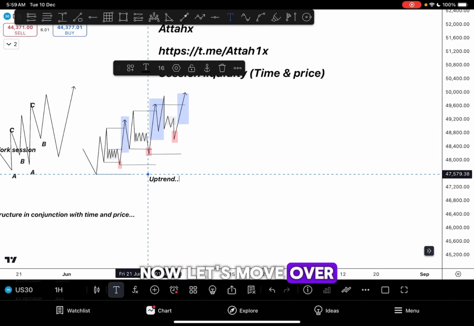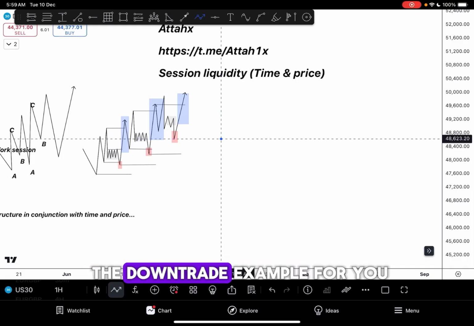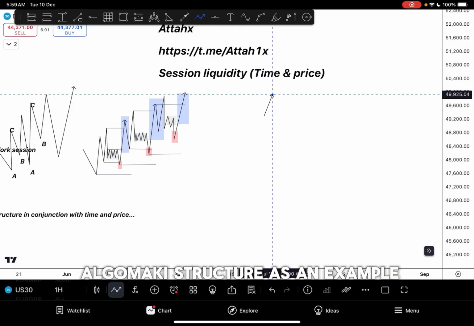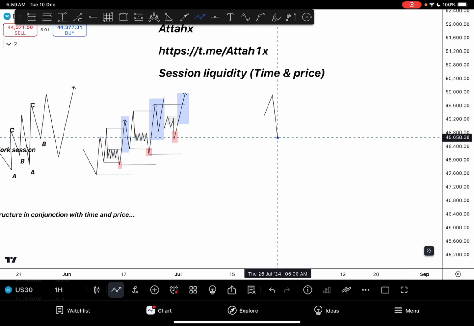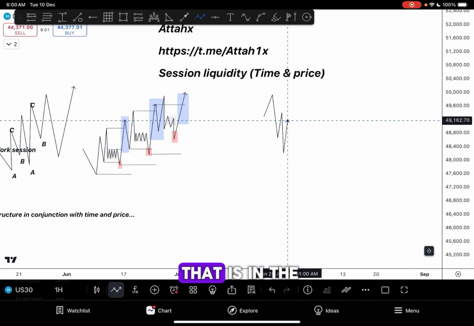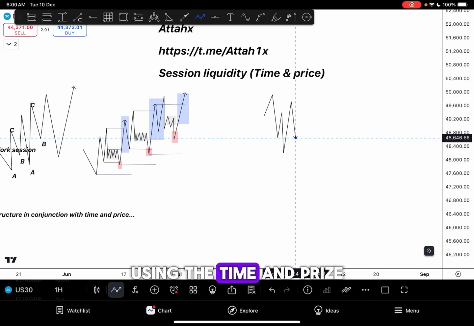Now let's move over to the downtrend. I'm very sure that some of you watching this video currently already know that it's the same thing. But for those of us that are slow in learning, I'm going to do the downtrend example for you. All right, we use the algo market structure as an example, right? And we want to trade the algo market structure in conjunction with the PO3, using the time and price as an example.